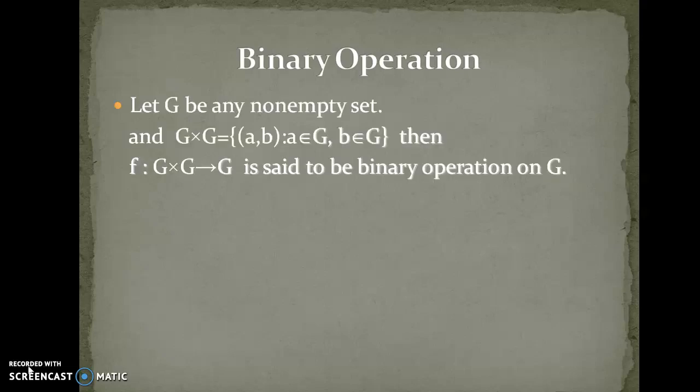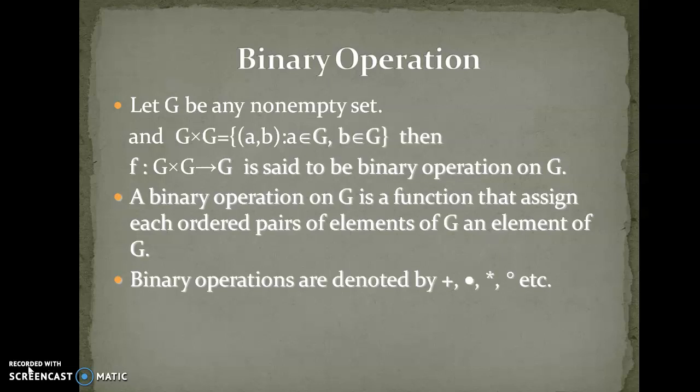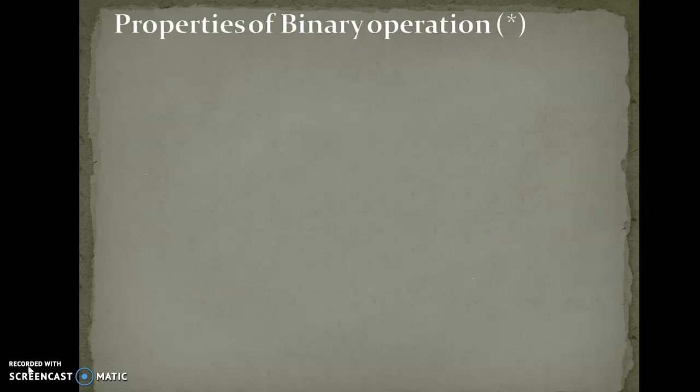Let G be any non-empty set and G cross G, that is the Cartesian product of G with itself, and a function f from the Cartesian product to the set is called a binary operation. This function assigns ordered pairs of elements of G to the elements of G. Binary operations are also denoted by addition, multiplication, asterisk, dot, etc.